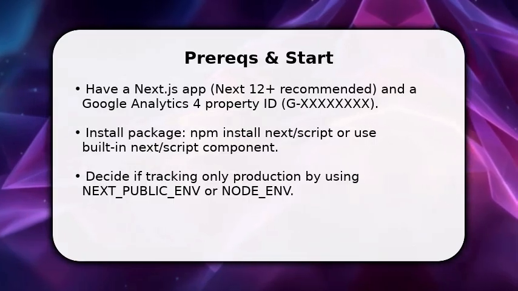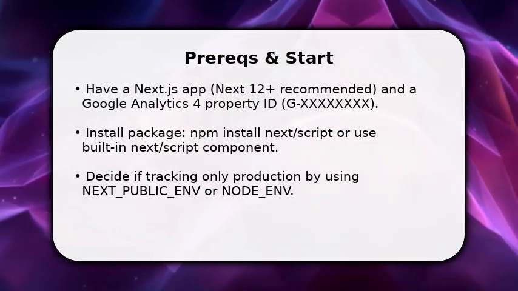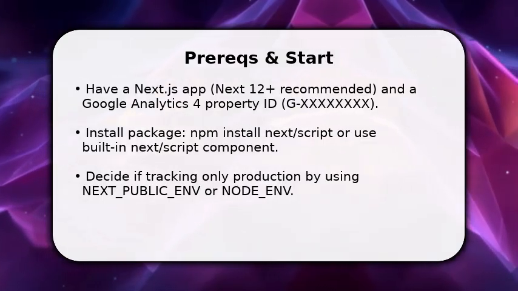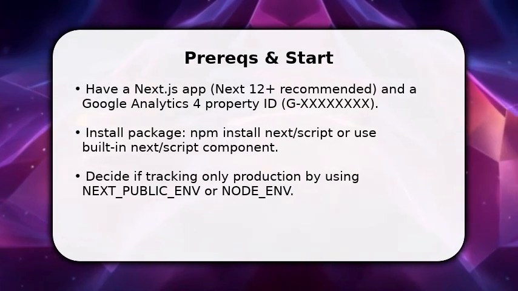Make sure to commit .env.local.example with the variable name. This gets you from prerequisites to the first runnable integration. Step quickly and safely. Next, wire gtag into your app.